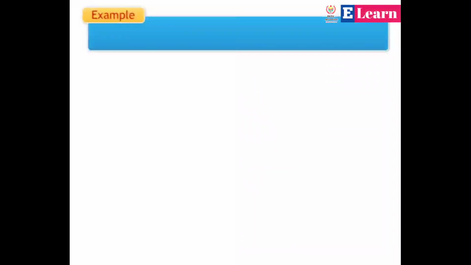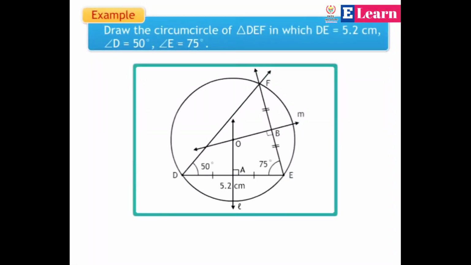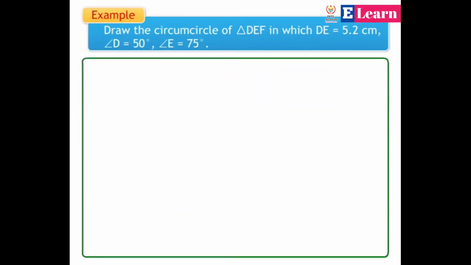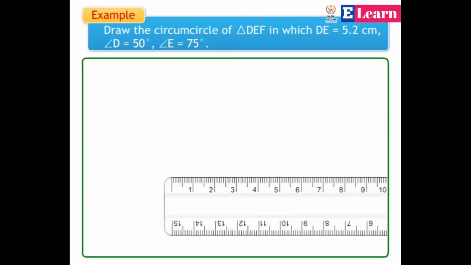Now let's look at an example. Draw the circumcircle of triangle DEF, in which DE is equal to 5.2 centimeters, angle D is equal to 50 degrees, angle E is equal to 75 degrees. Now let's look at the construction. First draw segment DE of length 5.2 centimeters.